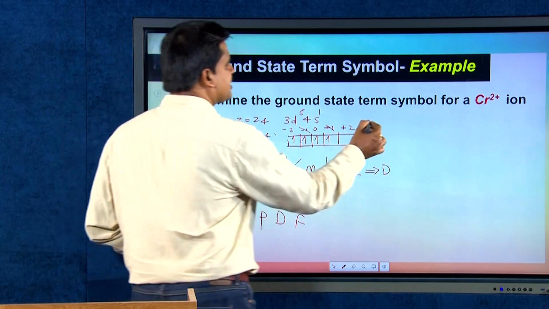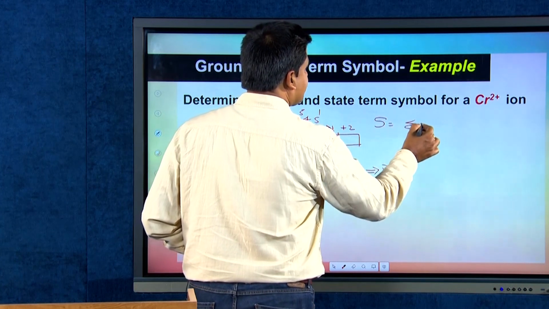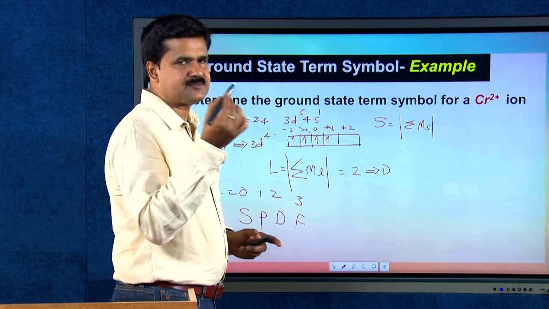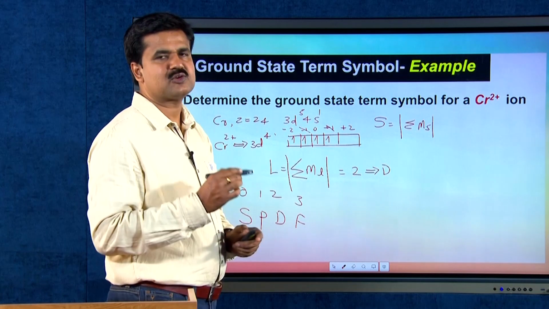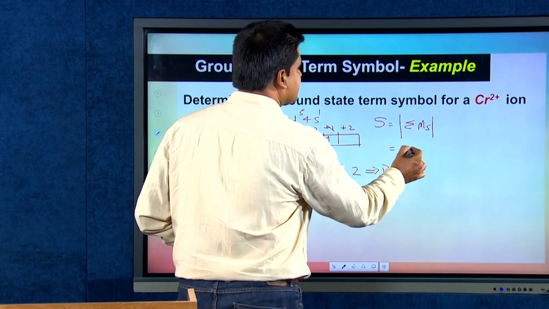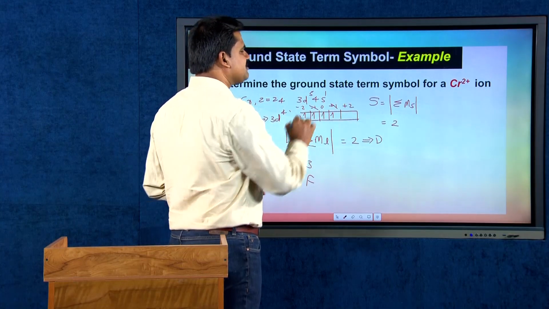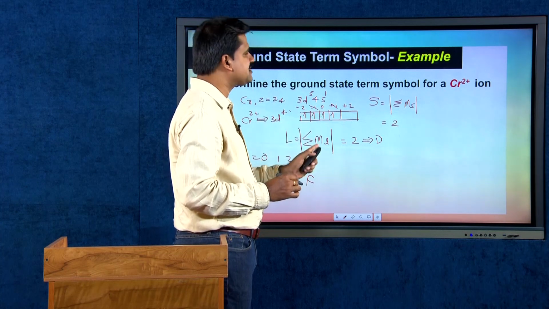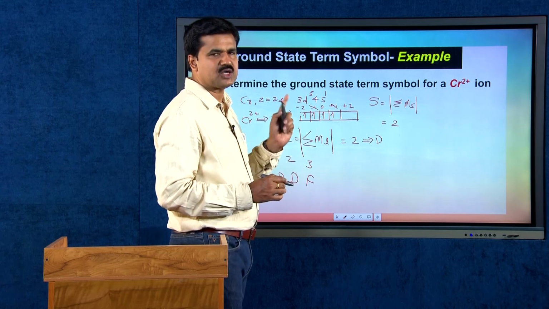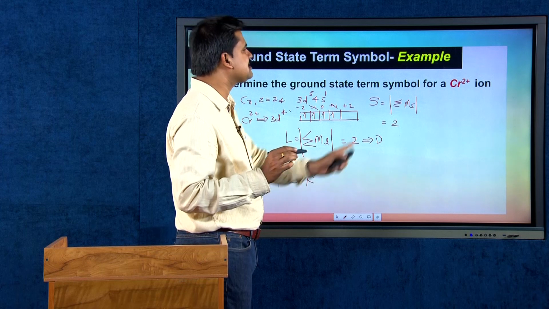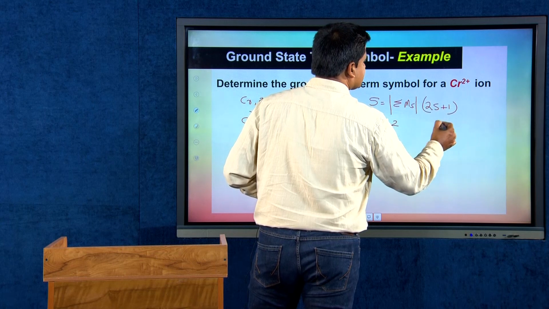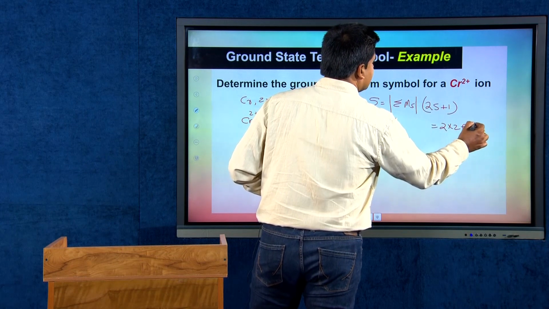Now, moving on to the computation of S. S is equal to modulus of sigma ms. We have to add the spin quantum number values of the unpaired electrons present in the system. Here we can see the presence of 4 unpaired electrons, and the S value is equal to 2. That is, all electrons have the same spin. If all have a clockwise spin, then the total S value is 2. If all have anti-clockwise spin, then the total spin is -2. In any case, we have to take the modulus. So, the value of S is 2, and hence the spin multiplicity 2S plus 1 is equal to 2 into 2 plus 1, that is 5.